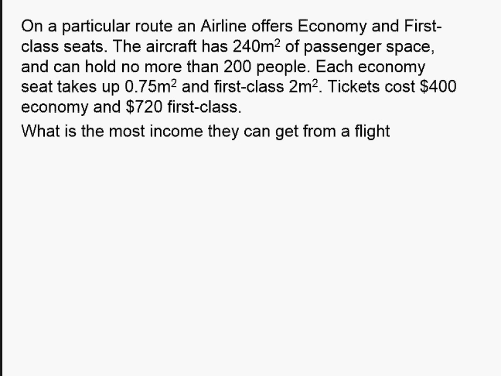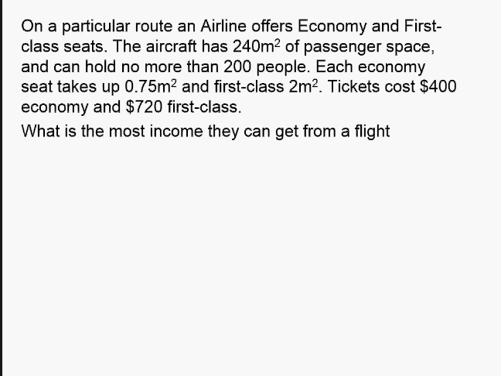So there is this question: on a particular route, an airline offers economy and first class seats. The aircraft has 240 meters squared of passenger space and can hold no more than 200 people. Each economy seat takes up 0.75 meters squared and first class 2 meters squared. Ticket costs $400 economy and $720 first class. What is the most income they can get from a flight? Now this is our problem.